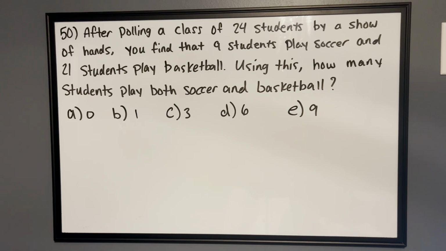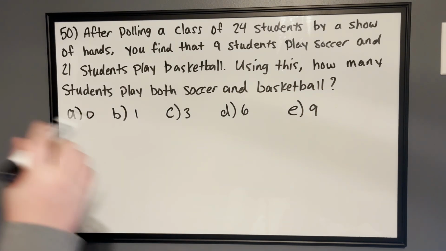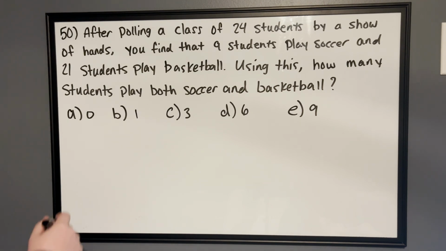All right, so here we have question number 50. It says, after polling a class of 24 students by a show of hands, you find that 9 students play soccer and 21 students play basketball. Using this, how many students play both soccer and basketball? So we know that the class has 24 students, and in the poll, we find 9 that play soccer and 21 that play basketball. Well, we see the problem here.